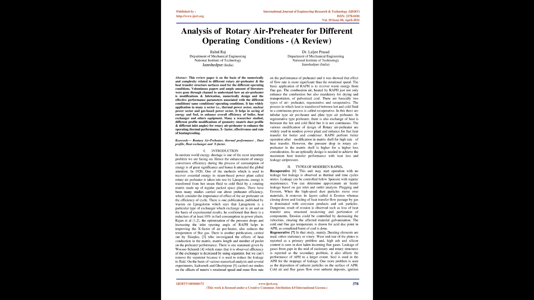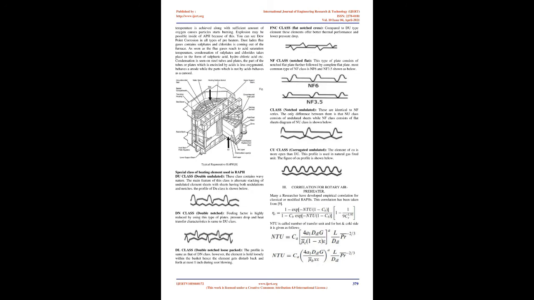The basic application of RAPH is to recover waste energy from flue gas. The combustion air, heated by RAPH, not only enhances the combustion but is also mandatory for drying and transportation of pulverized coal. There are basically two types of air preheater, regenerative and recuperative.